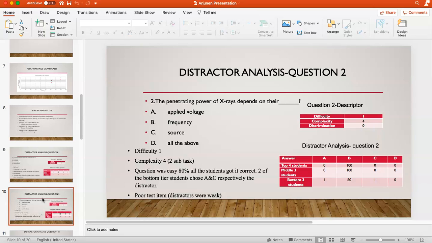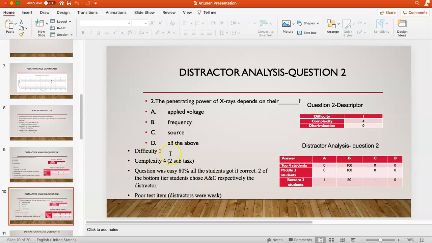Distractor analysis for question 2. In this question, the difficulty was calculated to be 1, complexity 4, discrimination 0, similar to question 1. The correct response was B. 80% of the students answered correctly, whereas one student from the bottom tier answered incorrectly, choosing distractor A, and one student also from the bottom tier chose distractor C.